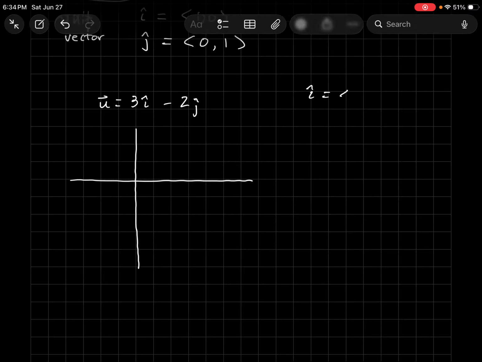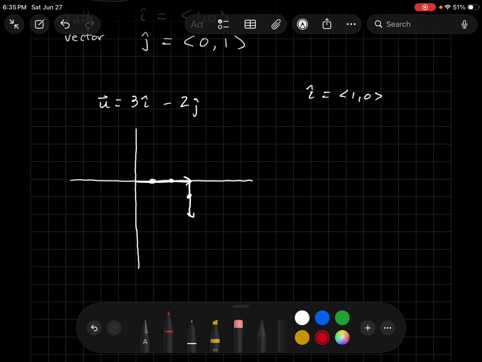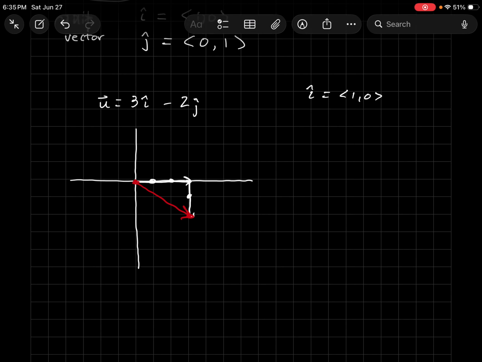So i, remember, is the unit vector down the x-axis. So I'm going to go 1, 2, 3 down the x-axis. And then minus 2j. So minus 2 means I'm going down along the y-axis in the y direction. So I'm going to go down 1, 2 in the y direction. And then the vector u is the one that takes the shortcut from where we started to where we finished, just like that. Which, of course, is the exact same thing as the vector 3, negative 2.